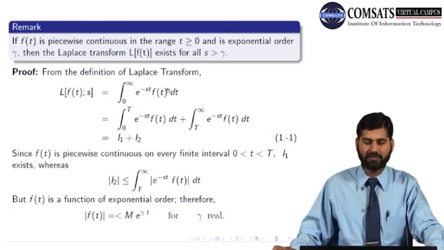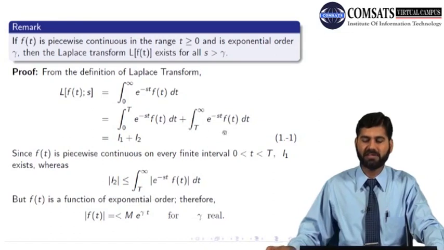So now if it is piecewise continuous, not continuous, there may be a discontinuity at capital T. Let's say at capital T it has a discontinuity. So you can break your integral from 0 to T and from T to infinity. Alright? Since f(t) is piecewise continuous in every finite interval from 0 to T, I1 exists, whereas I2, it is continuous from 0 to T, so we have no problem. We can integrate it from 0 to T.